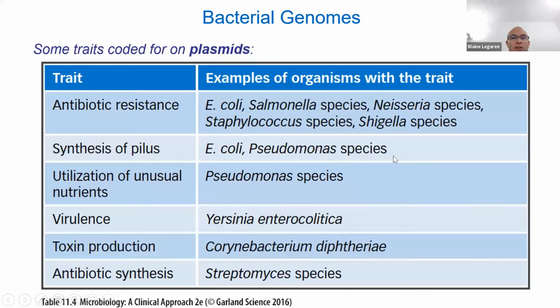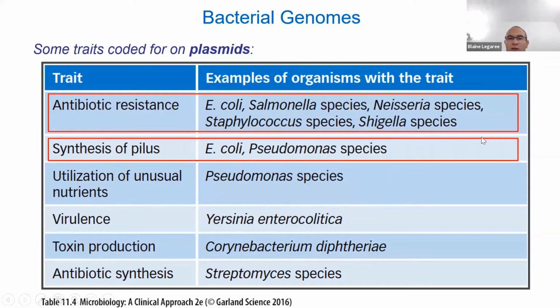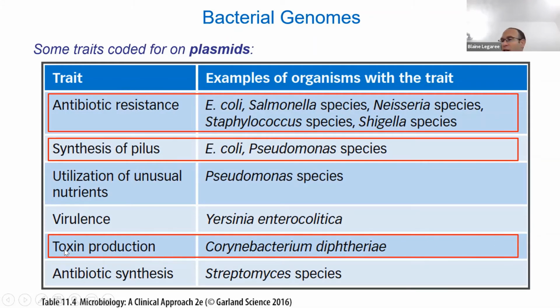So here's a little table that says some traits were coded on plasmids. So take a look at that first one, antibiotic resistance. That's the one that we worry about the most in hospitals. You can have a plasmid with resistance to a drug, and it can be spread between different bacteria. That's kind of scary. Some other things we haven't talked about yet, but plasmids can code synthesis of pili or pilus. Toxin production. The plasmids can have toxins on them, and a whole bunch of other things.